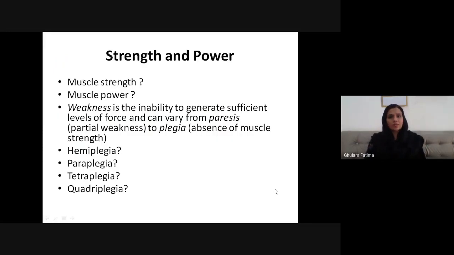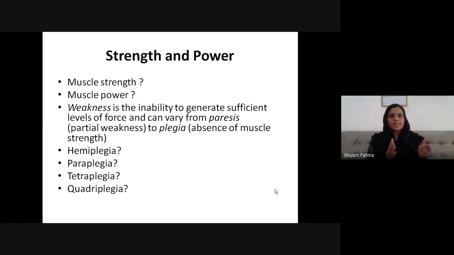The next concept is strength and power. You must be well aware of the concepts: what is muscle strength, what is muscle power, and what is muscle endurance. It is a very familiar concept, as you have already studied it in detail in kinesiology. So I expect you to answer the difference between muscle strength, power, and endurance in the comments after watching this video. The opposite of muscle strength is the concept of weakness.